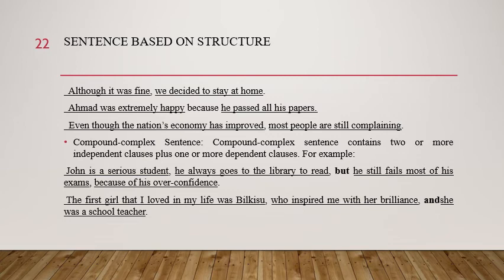The next type is compound complex sentence. A compound complex sentence contains two or more independent clauses plus one or more dependent clauses. For example, John is a serious student. He always goes to the library to read, but he still fails most of his exams because of his overconfidence. The first girl that I loved in my life was Bilkisu, who inspired me with her brilliance, and she was a school teacher.